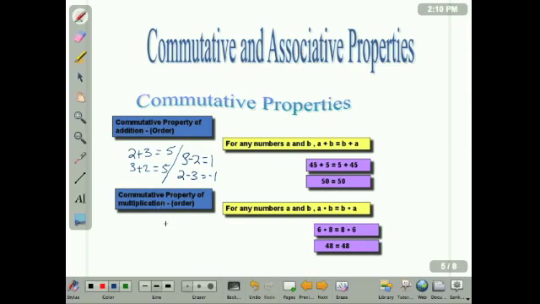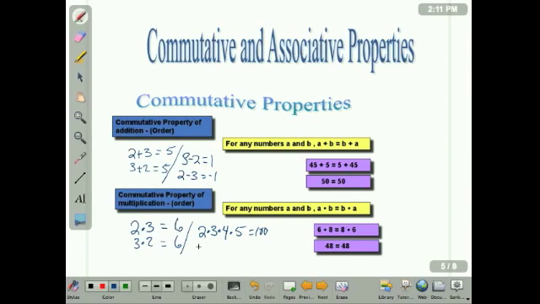Now, we've got the commutative property of multiplication, which essentially means that if I multiply numbers together, I can change the order and it's still not going to change the value. It can work with more than two numbers. 2 times 3 times 4 times 5. 2 times 3 is 6. Times 4 is 24. Times 5 is 120.